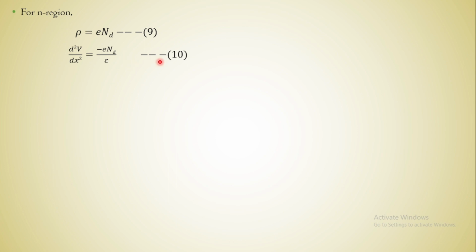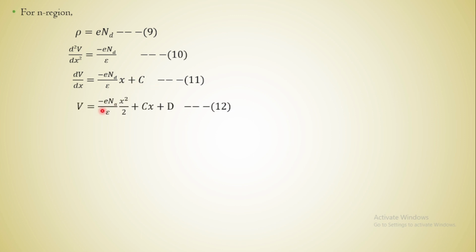Then again, to find out the V value, we integrate the above equation. On first integration we get an integration constant C, then integrating again we get V equals minus e Nd by epsilon into the integration of x, which is x square by 2, plus C, integration of 1 is x, plus D. So earlier we had A and B, now the integration constants are C and D, and in the same manner we are going to find out the values of C and D.